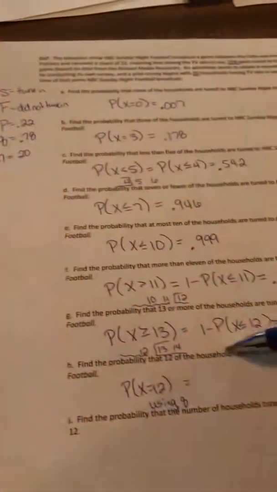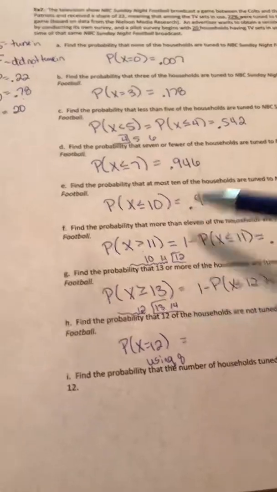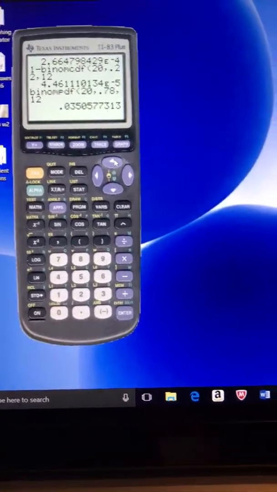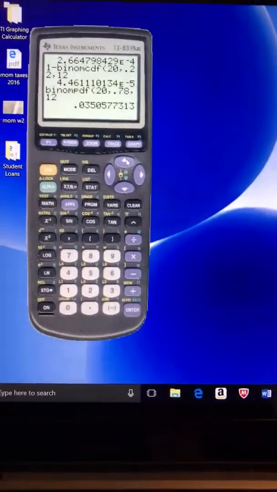And then you're going to do 20, which is still the N. This time we're not talking about whether or not they tune in. We're talking about not tuning in. So we use Q, which is 0.78. And then X is 12. So we should get 0.035.